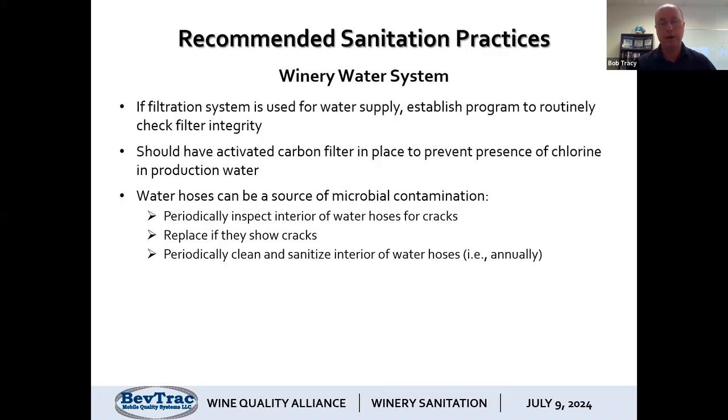And I would recommend periodic cleaning and sanitizing of the interior of the water hoses, like once a year, where you actually can connect them together and form a big loop and just run a cleaner and a sanitizer through them. Because water hoses can develop a lot of contamination, especially if they're sitting on the ground.